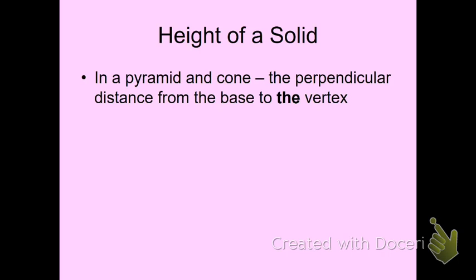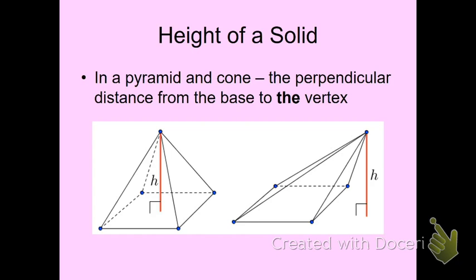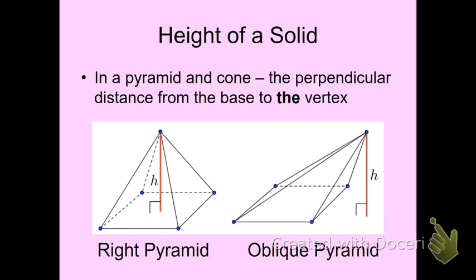Alright, so like I just mentioned, for a pyramid and a cone, the perpendicular distance from the base to the vertex is the height. So if you look on the right, that oblique pyramid kind of reminds me of an obtuse triangle where you have to draw the height outside of the triangle to find the height. In this oblique pyramid, same idea. So it's the very top point where all the faces meet, perpendicular down to the base or a plane containing the base. Alright, so on the left, the right pyramid, it's straight down in the middle of the pyramid.